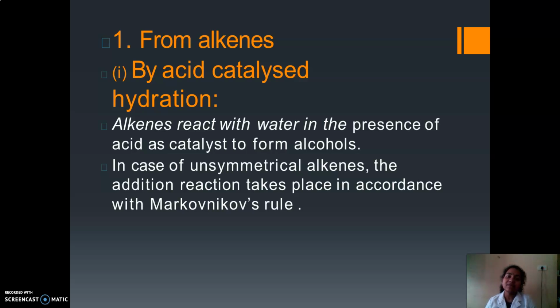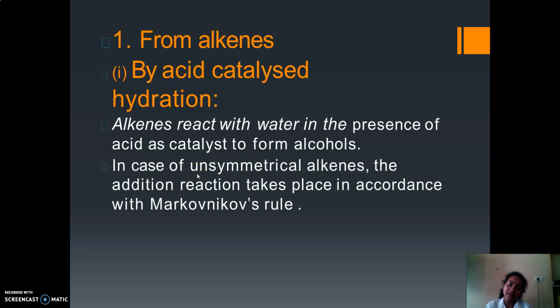From alkenes we can prepare alcohols by acid catalyzed hydration. So what is acid catalyzed hydration? Here acid is the catalyst and this is a hydration reaction. What do you mean by hydration? Hydration is the addition of water. So here we can see alkenes react with water in the presence of acid as catalyst to form alcohols.